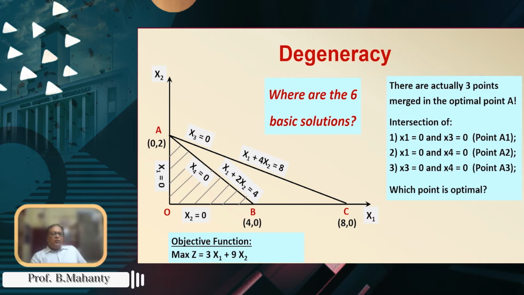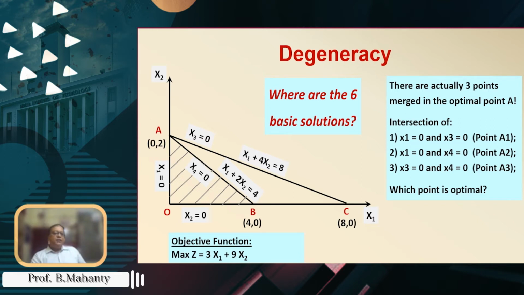So you see, the total 6 basic solutions can now be seen. That is 1 point here, 1 point at B, 1 point at C, and 3 points at A: A1, A2, A3. So these are our 6 basic solutions. Out of that, 1 is infeasible and 5 are feasible solutions.